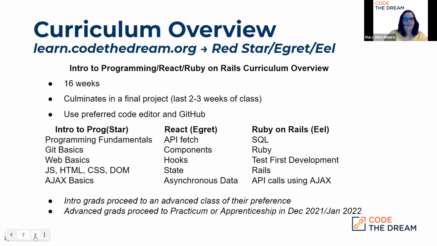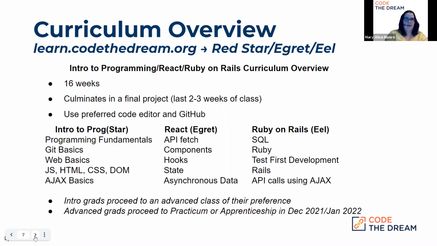So the courses are 16 weeks. The Egret and EEL courses, the advanced classes in React and Ruby on Rails, will start August 11th. Red Star starts August 25th. So they'll be ending ballpark around December of 2021, roughly.